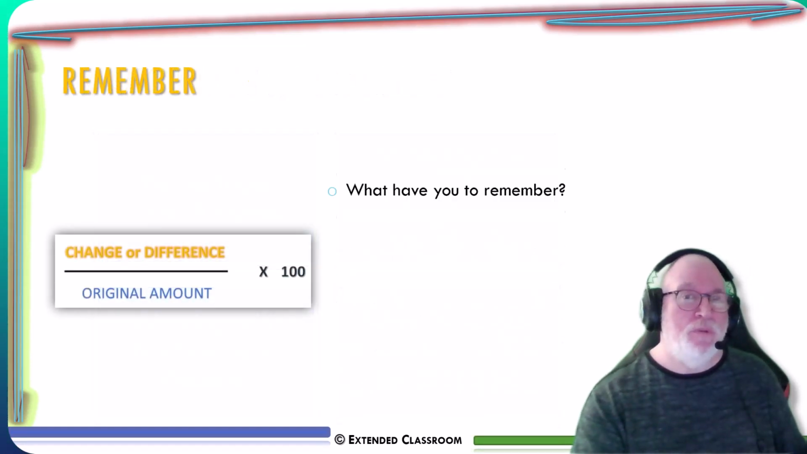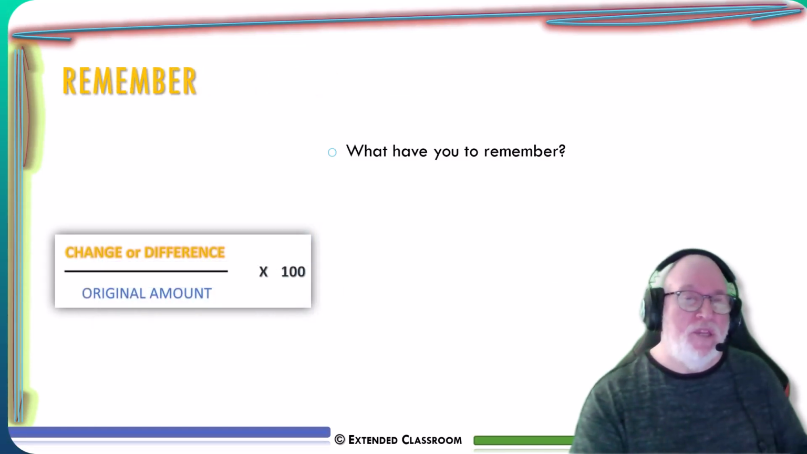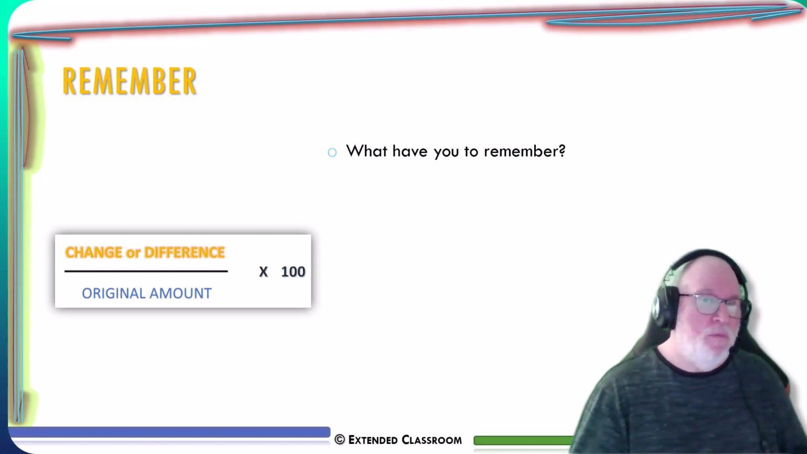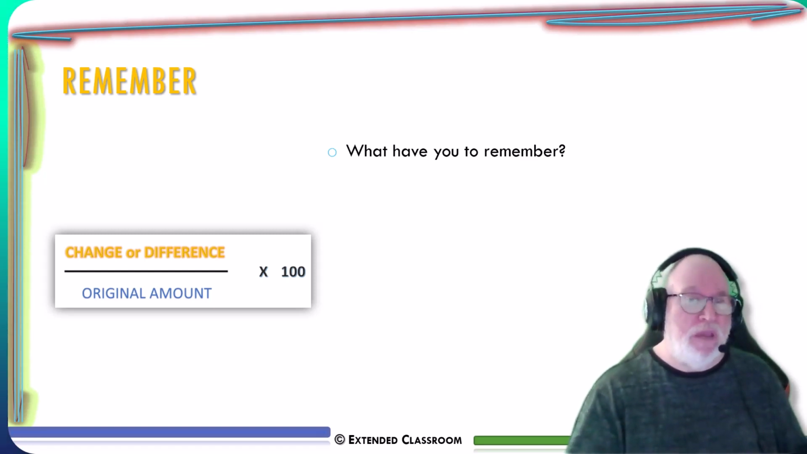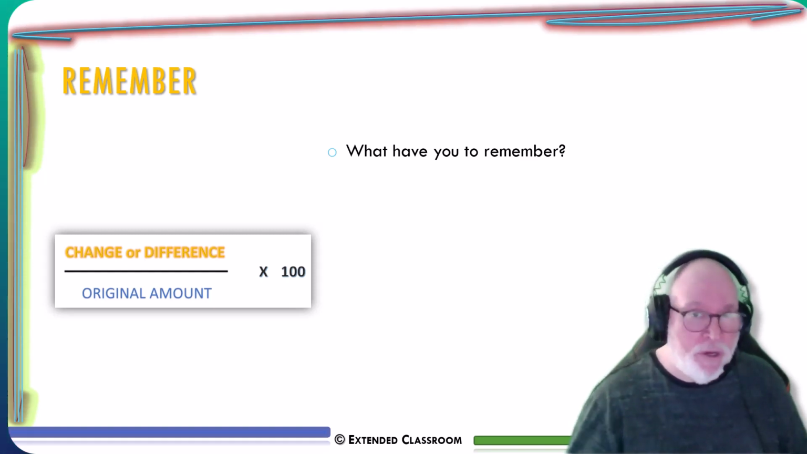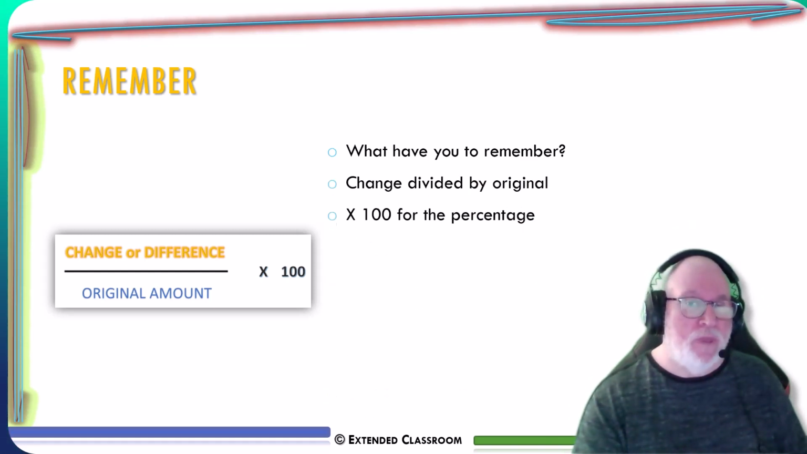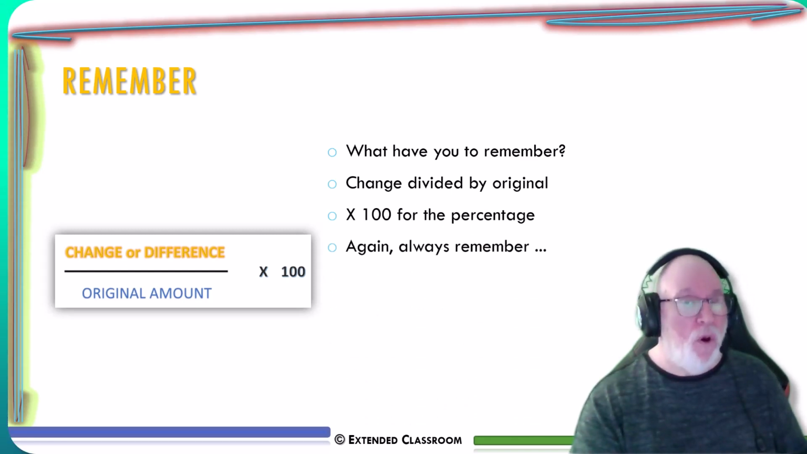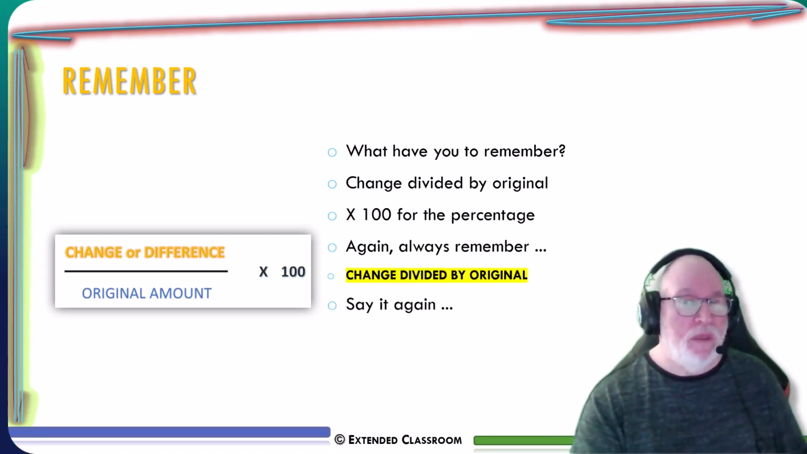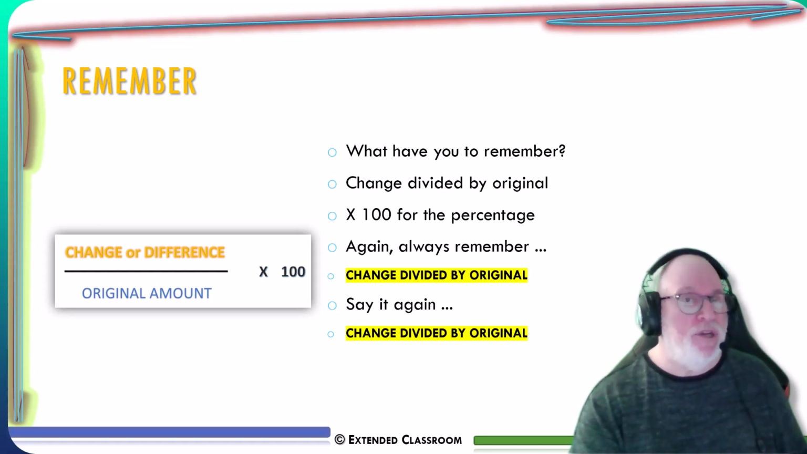Well, all you've got to do is remember one thing. The change, or the difference, divided by the original amount, because you want to work out the percentage, then you multiply by 100. So it's the change divided by original, multiplied by 100 to get a percentage. So always remember, change divided by original. If you keep on repeating that and say to yourself, change divided by original.